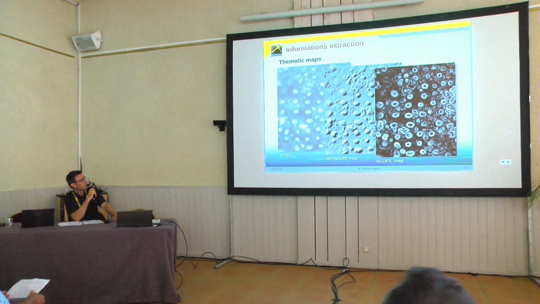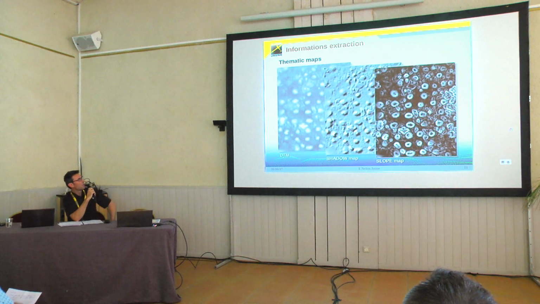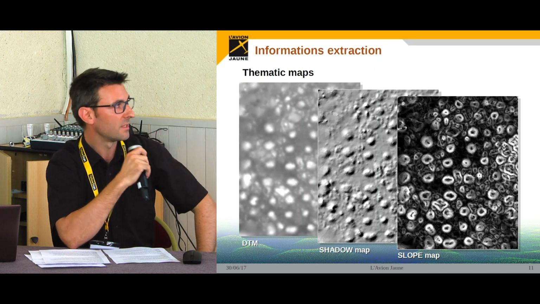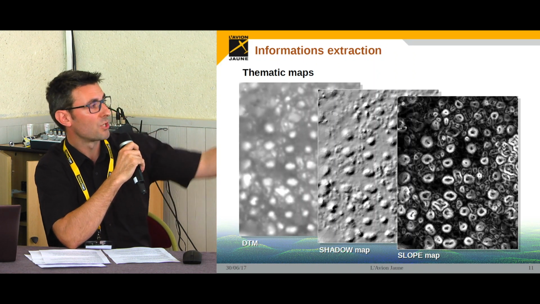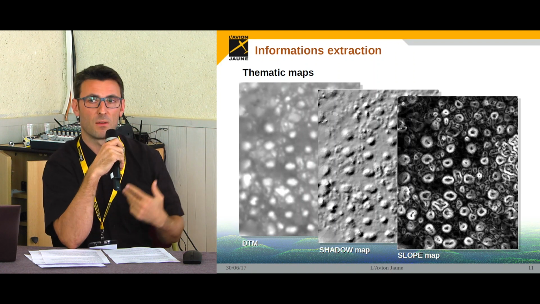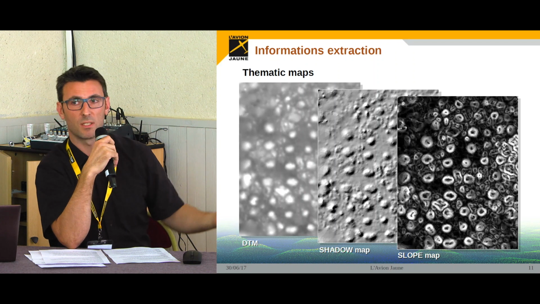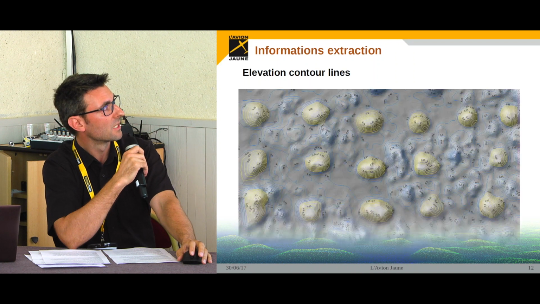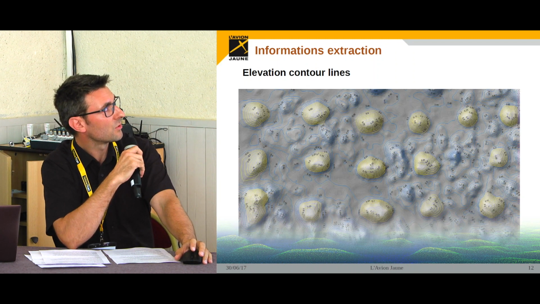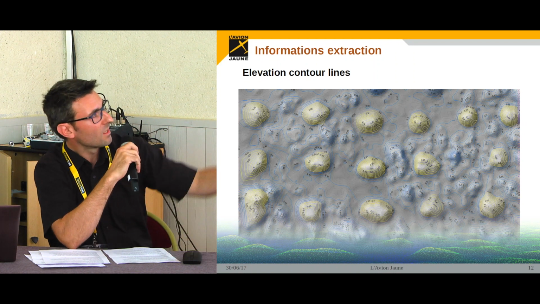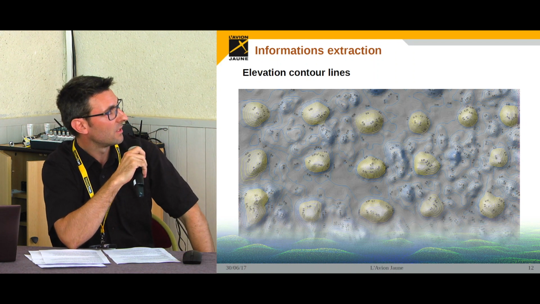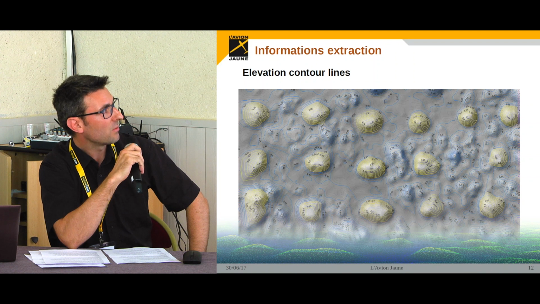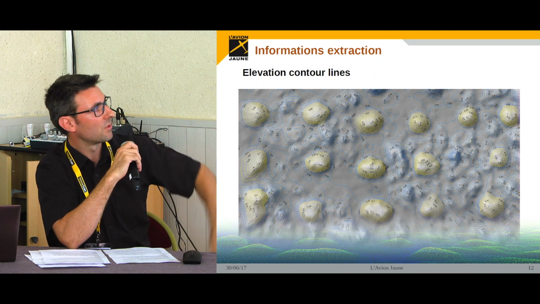Here are the results, the digital terrain model I'm generating, and all the different maps that are coming from it. So there are the shadow maps, there is a slope map, and because I'm actually working on it, there are more maps coming to get more results. So here, the elevation contour lines help to understand visually what is going on here, and we can see clearly the mounds out of the ground.